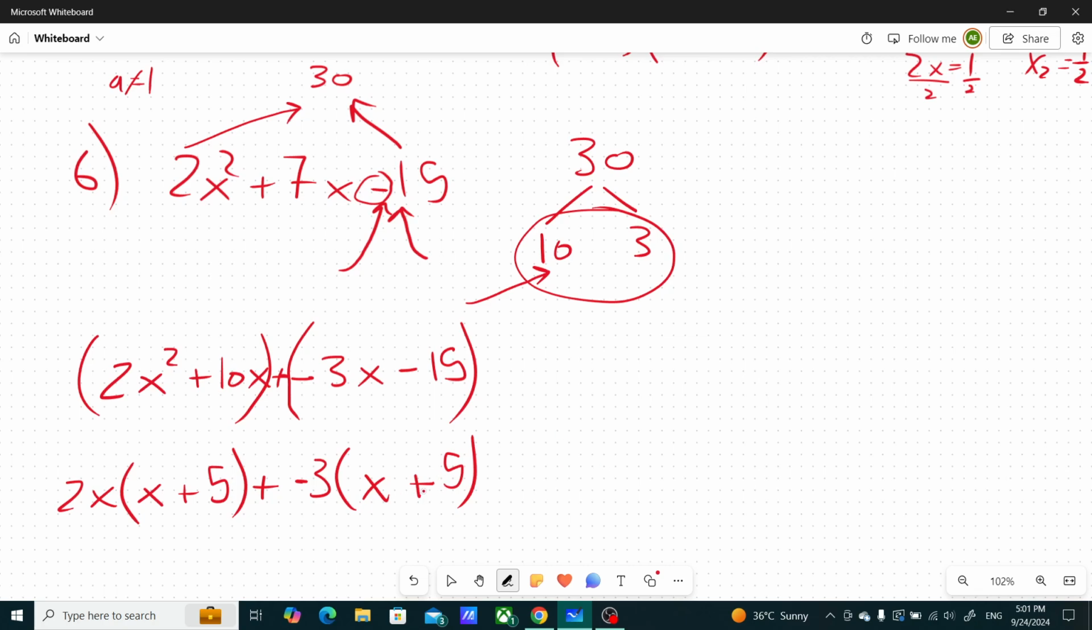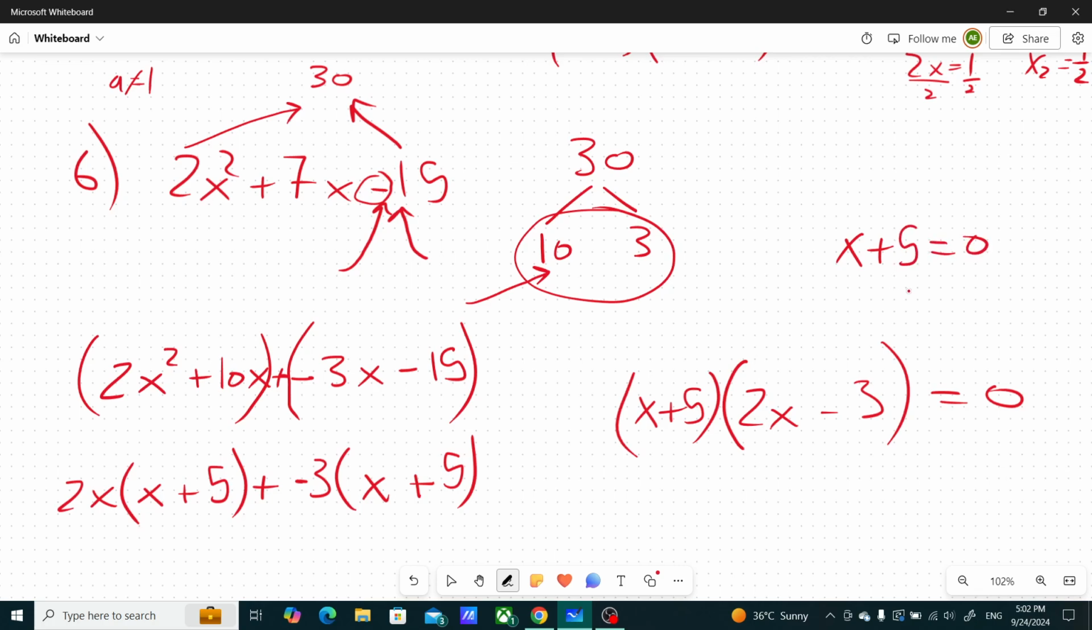Hence, I can take x plus 5 as common from all of these terms. So if I take an x plus 5 out, it is essentially dividing everything by x plus 5. So I will have 2x times x plus 5 divide x plus 5 is going to leave me with 2x, and then minus 3 times x plus 5 divide x plus 5 is going to give me a minus 3. So this is my factorized form, and this is going to help me in solving.